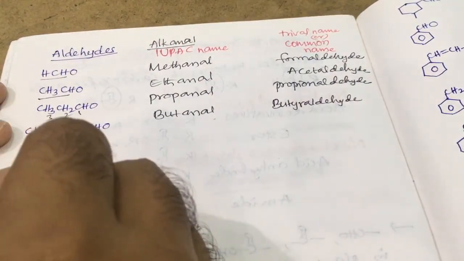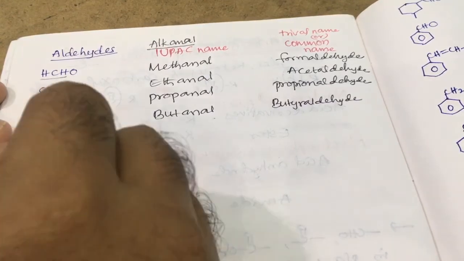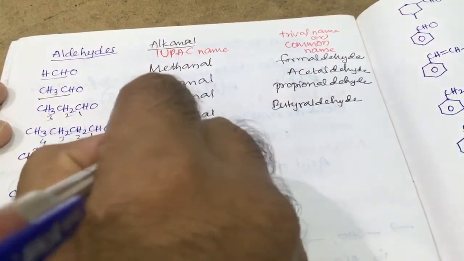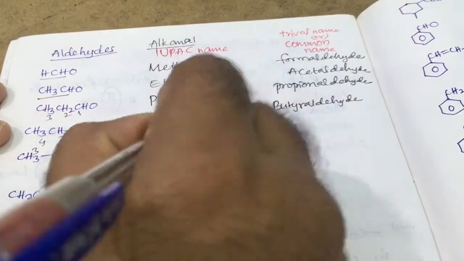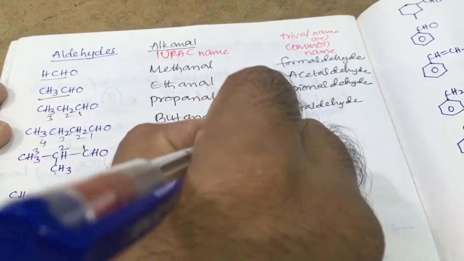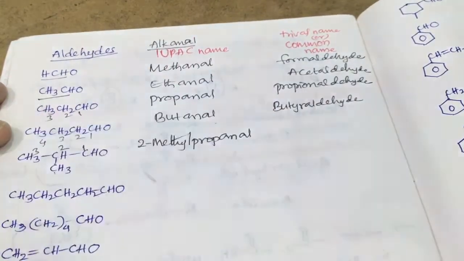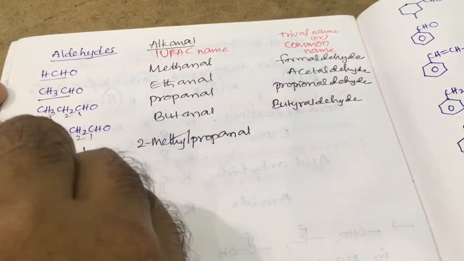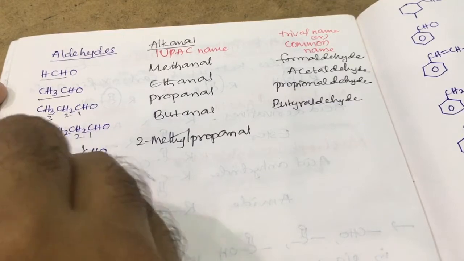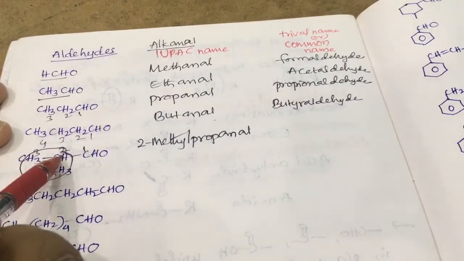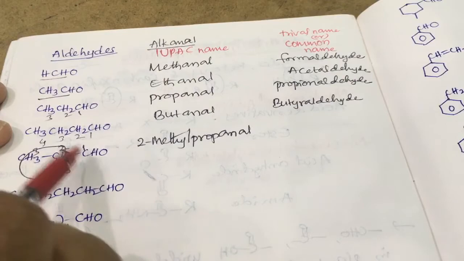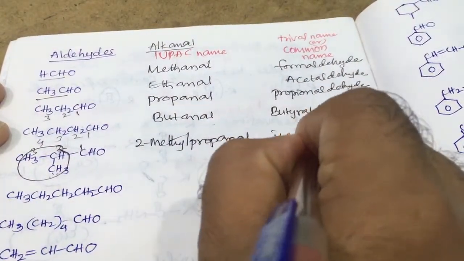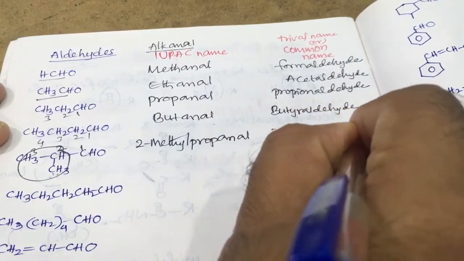This is also 4 carbon but its isomer form. Then 1, 2, 3. At the second position a methyl group is there. That's what is called 2-methyl propane. Remove E, add al. 2-methyl propanal. The common name is known as iso group, and total 4 carbons are there, 1, 2, 3, 4. This is the iso group. That's what is called isobutyraldehyde.